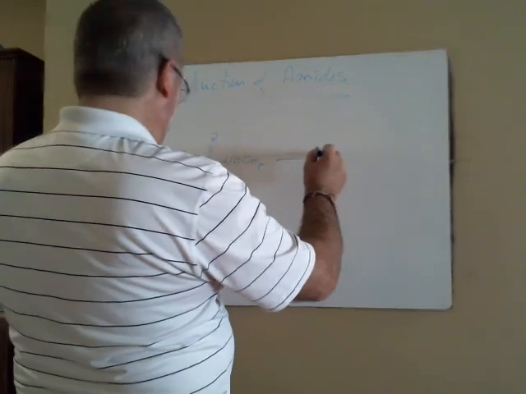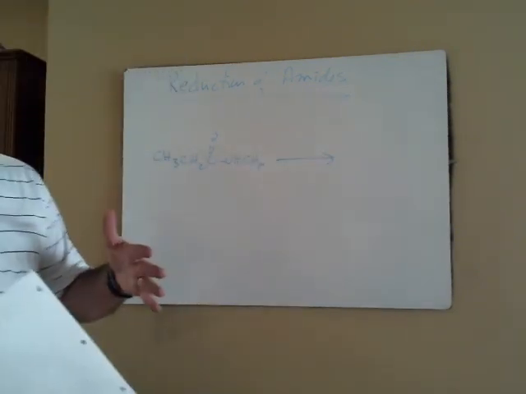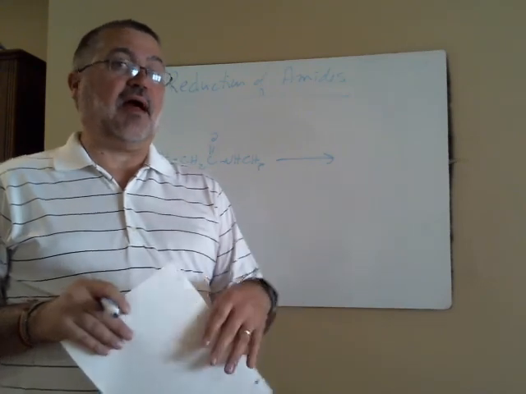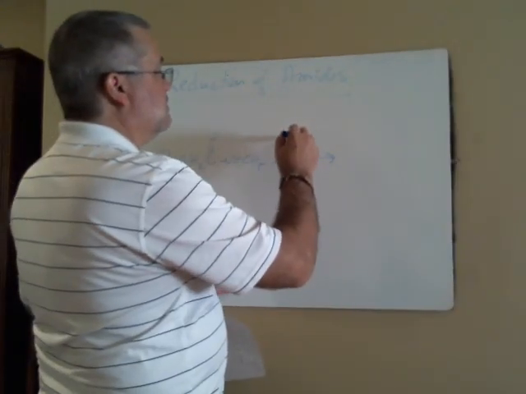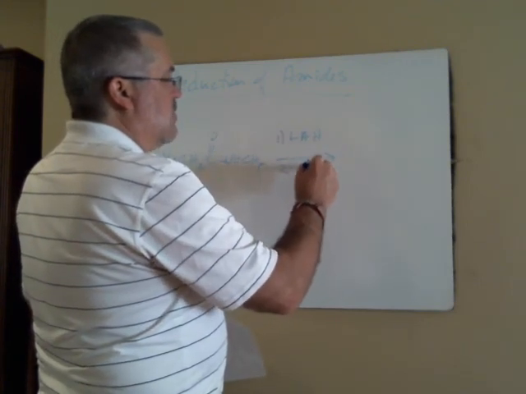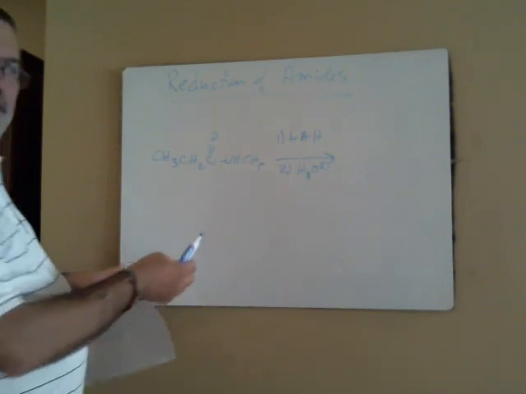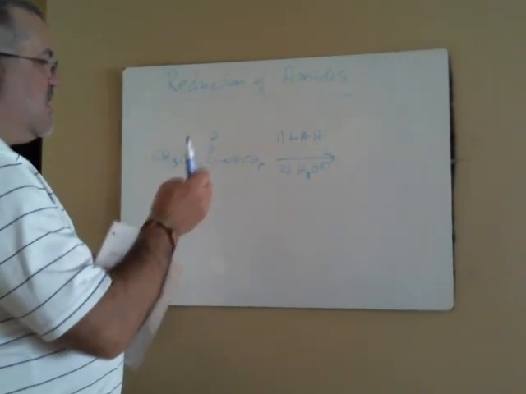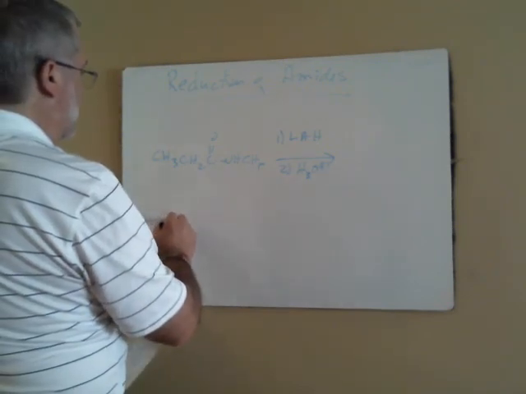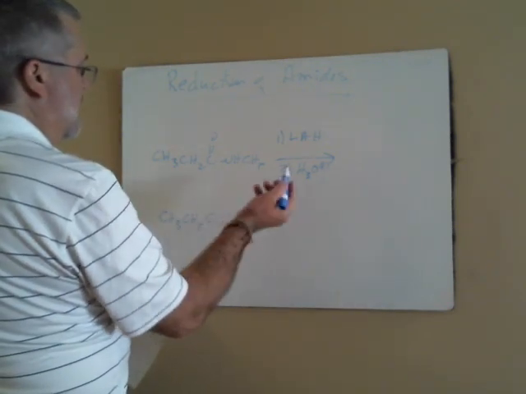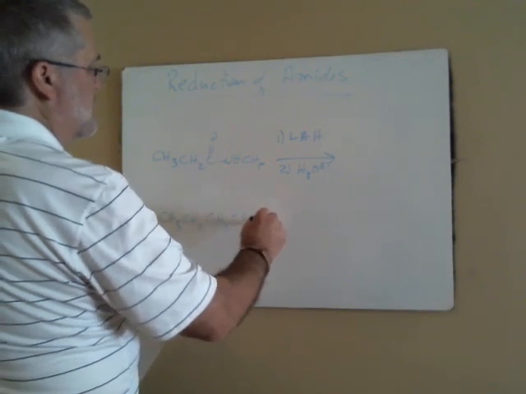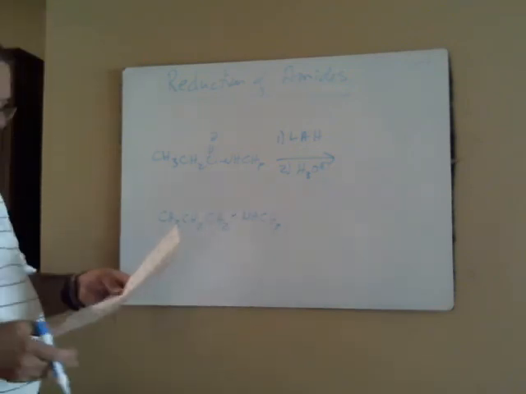And I'm going to react it with a reducing agent. Sodium borohydride, remember, does not work on carboxylic acid derivatives, so LAH is what I'm going to use. And always following that with acid workup. So there's nothing different about the conditions for this reduction, but the difference now is when I reduce this carbonyl, it becomes a CH2, and I've reduced that to the amine.